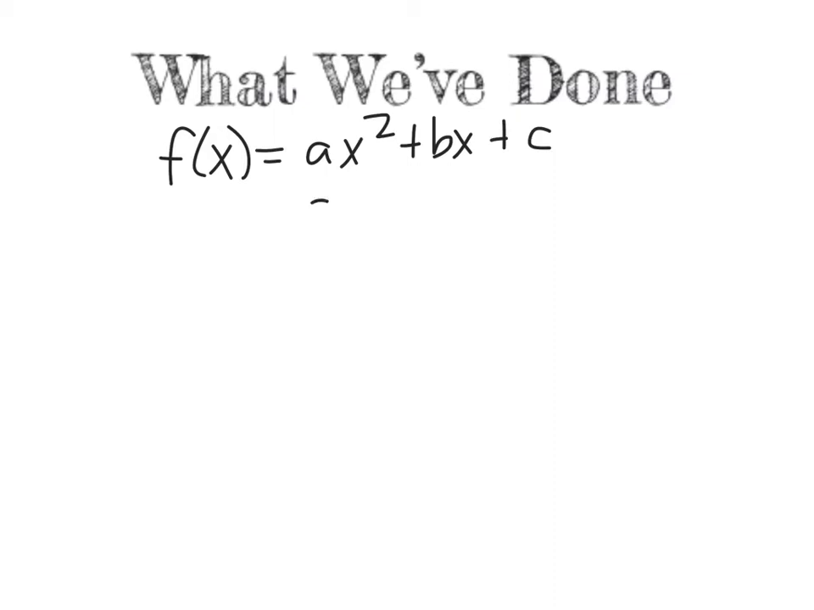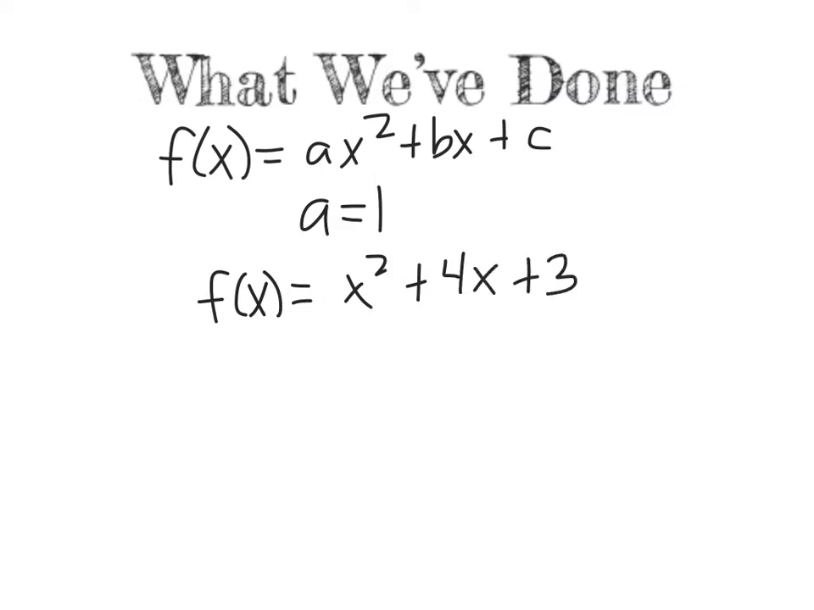Right? When a was equal to 1, we had something like f of x equals x squared plus 4x plus 3. And we did the Lopez approach, right? We had x times x, 3 times 1. We cross multiply. We got our solutions. And then we said, let's step it up a notch.